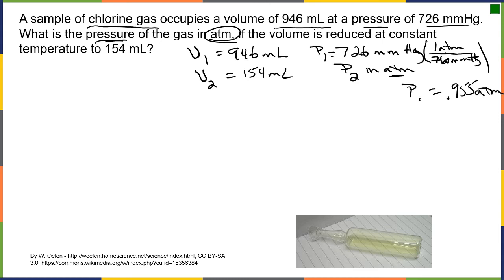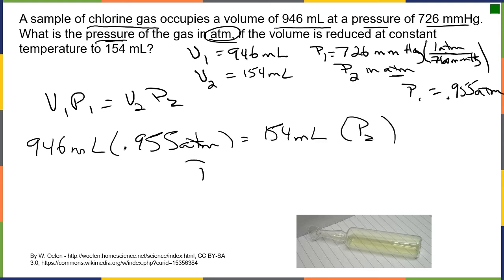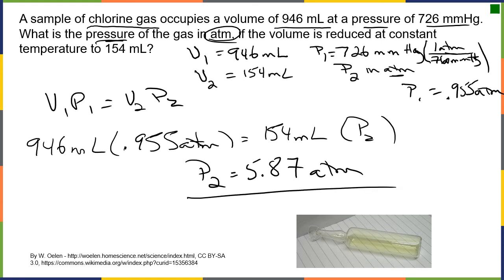So our equation is V1 P1 is equal to V2 P2, so 946 mL multiplied by 0.955 atm is equal to 154 mL multiplied by P2. We divide through by 154, and we get a P2 of 5.87 atmospheres. Because the volume went down, the pressure went up, and this value makes good sense.